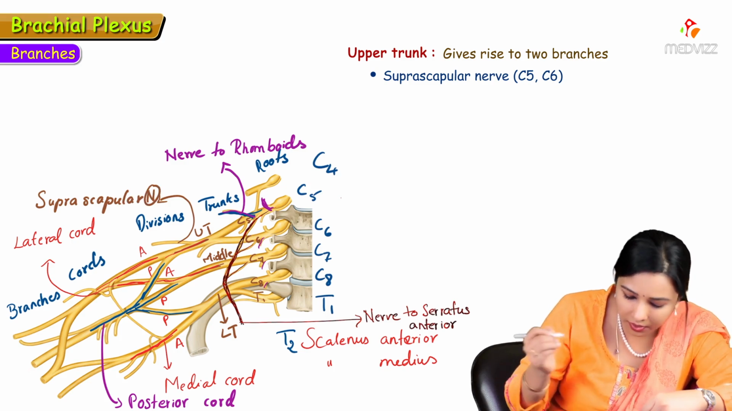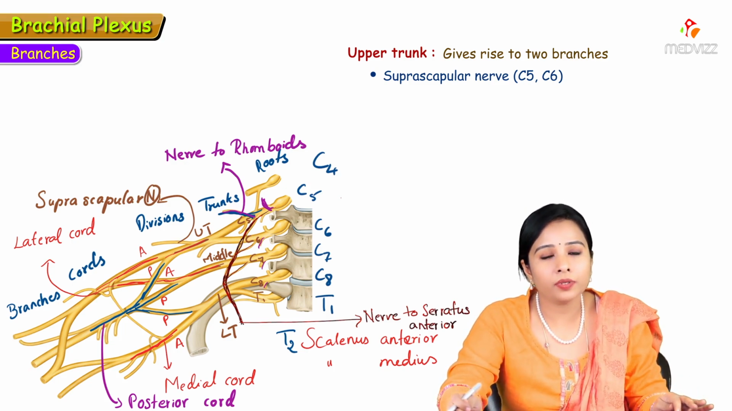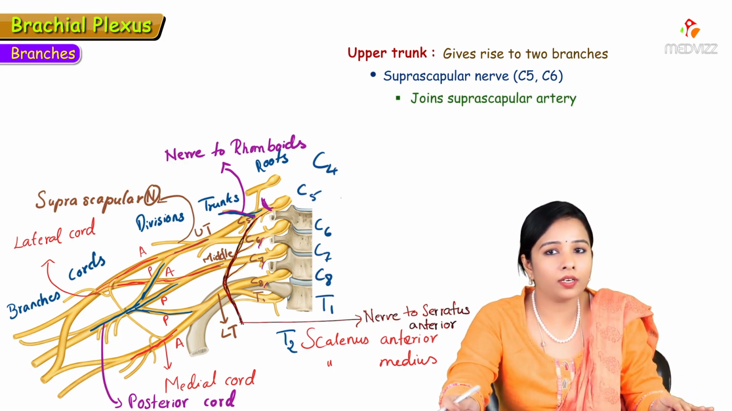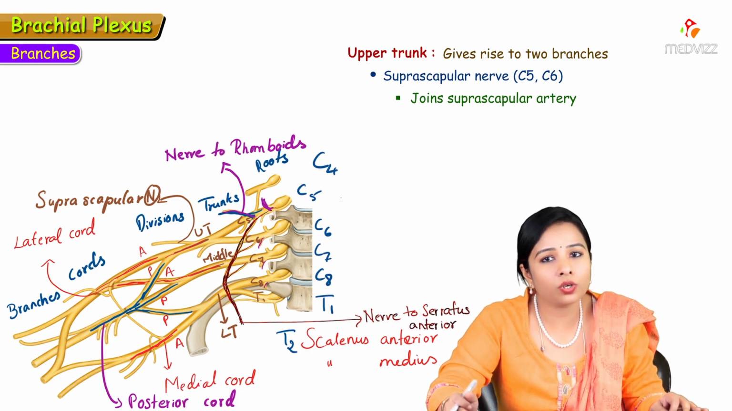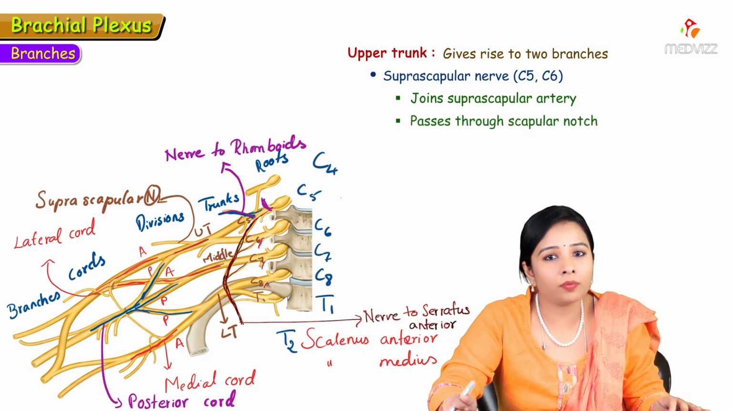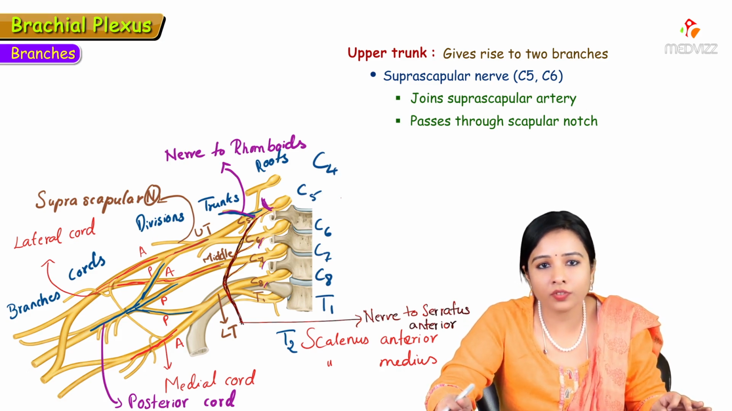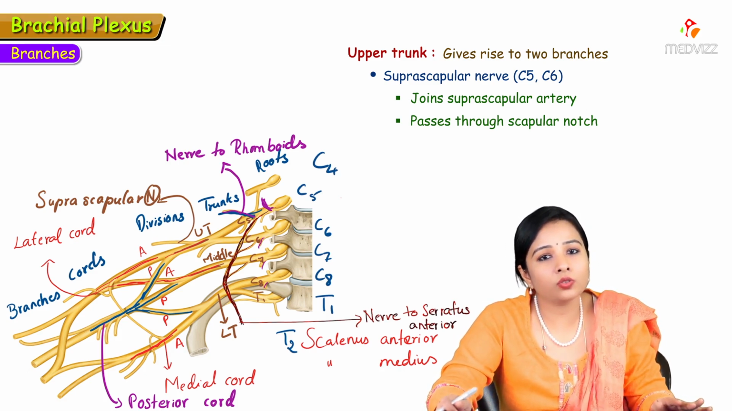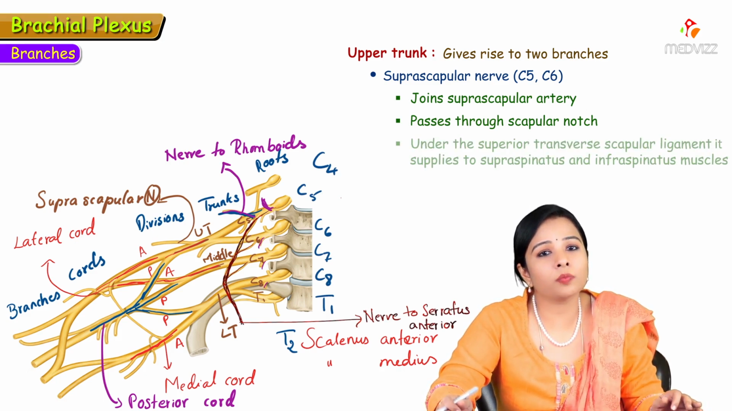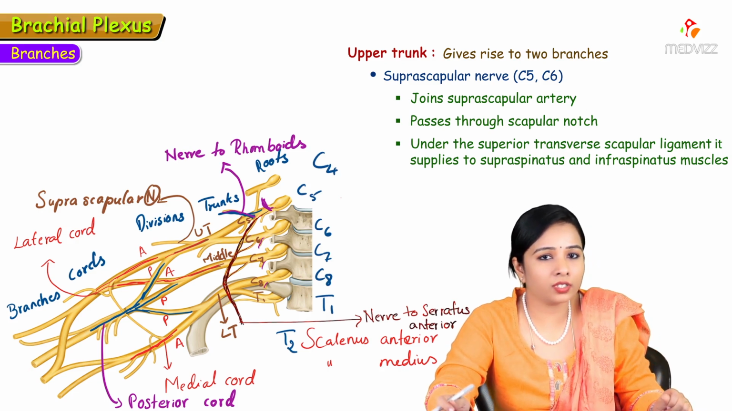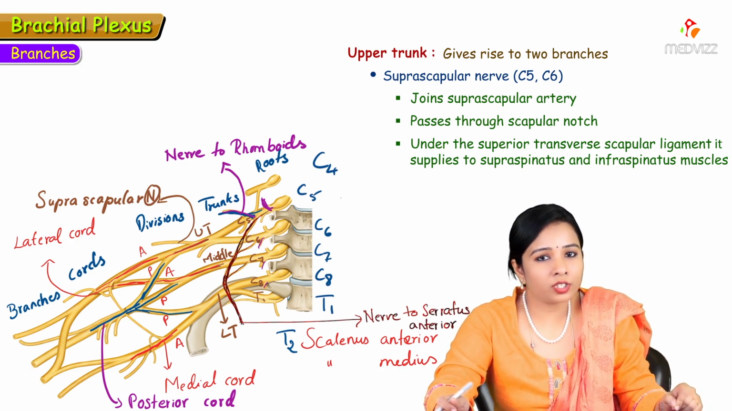I am writing N for nerve. The suprascapular nerve passes deep to the trapezius and joins the suprascapular artery. So it runs along with the suprascapular artery in its course towards the shoulder and passes through the suprascapular notch, which we know is present along the superior border of the scapula, and after entering through the notch under the superior transverse scapular ligament, it supplies supraspinatus and infraspinatus muscle. So suprascapular nerve supplies supraspinatus, infraspinatus muscle.